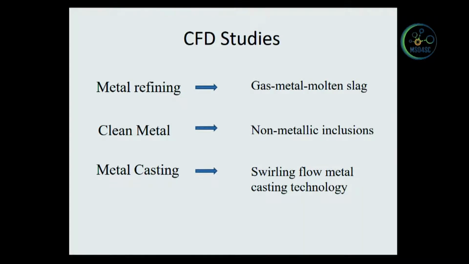Another concern is clean steel, or clean metal, because there are a lot of non-metallic inclusions in the metal. This kind of inclusion is not good for the quality of the metal product, and it is also dangerous for the production process. Lastly, I will talk about metal casting. Recently, we developed a new method for metal casting technology, that is swirling flow metal casting technology. So I will give a general picture about that also.